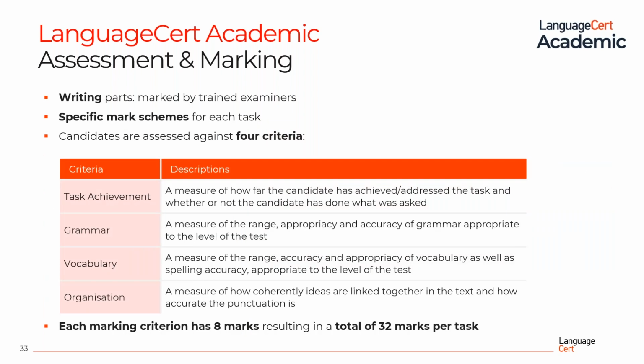A few more details about the writing component now. As mentioned before, the writing part is marked by trained examiners who adhere to specific mark schemes for each task. Candidates are assessed against 4 criteria: task achievement, grammar, vocabulary, and organization. Regarding marking, candidates can collect up to 8 marks per criterion, resulting in a total of 32 marks per writing task.